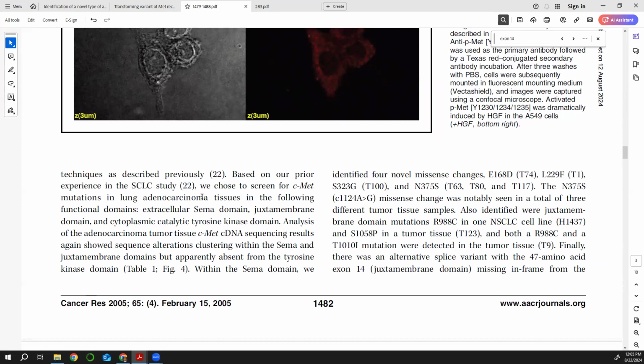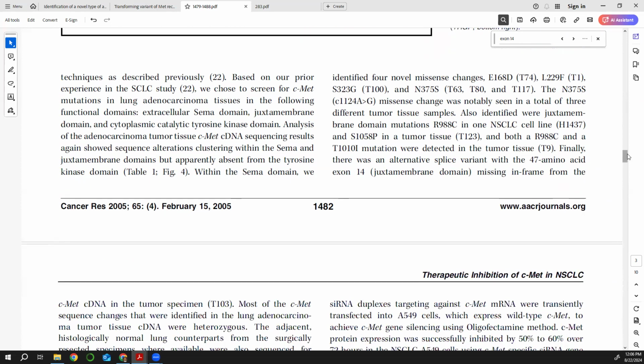This may not have been like a next-gen sequencing type of thing. This was in 2005, so it's probably not next-gen sequencing, okay, because that didn't really come into routine, at least clinical use, till 2010. I suspect this was more of a Sanger sequencing type of analysis, especially since they're looking at specific domains here. Okay.